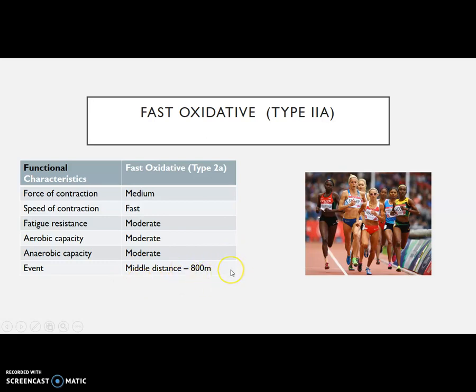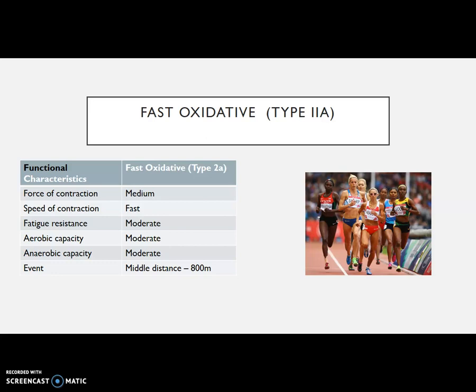Now if you think of it, the next muscle fibre we're going to go through is the last one. So you've got the first one, slow oxidative, and the last one is fast twitch glycolytic, type 2B. So this middle one, think middle, medium. Force of contraction, medium. Speed of contraction is fast because it's a fast twitch muscle fibre, and then all the others medium. So fatigue resistance medium, aerobic capacity medium, anaerobic medium, event middle distance. So for this muscle fibre, it's the one in the middle and it's medium for most of the things.